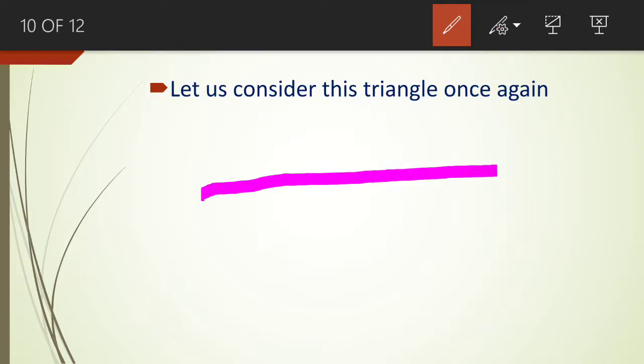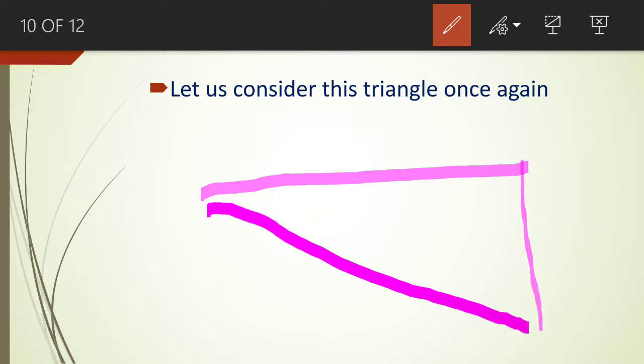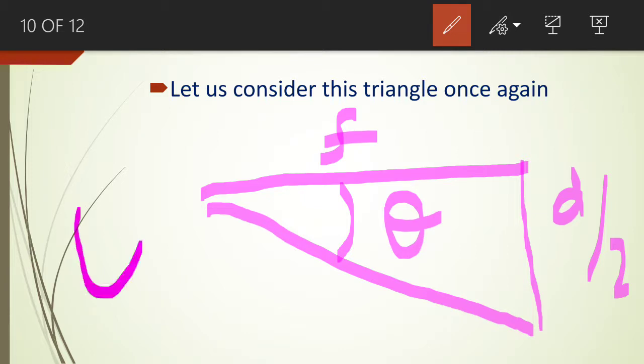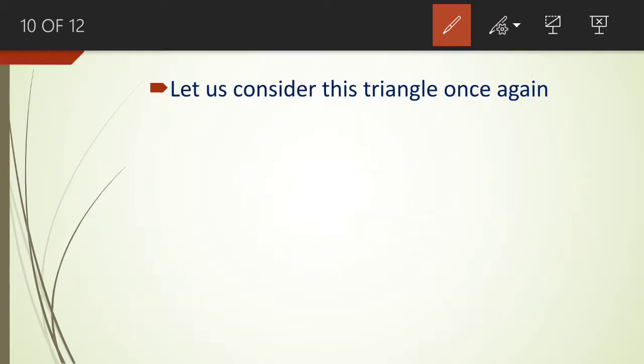This is the base of the triangle, here is the perpendicular of the triangle, and here is the hypotenuse. The perpendicular of the triangle is d by 2, the base of the triangle is f, and the angle of this triangle is theta. We are going to find out this maximum acceptance angle with the help of this right angle triangle.